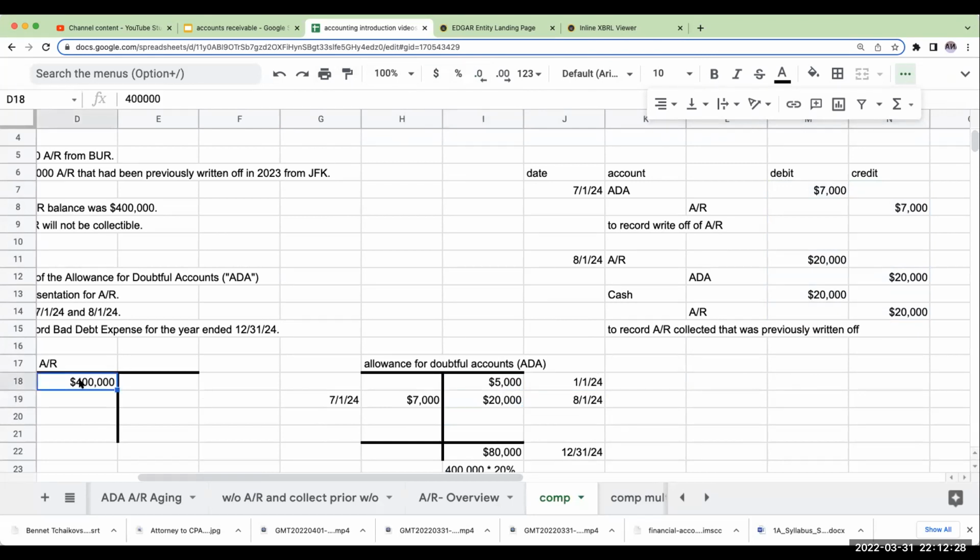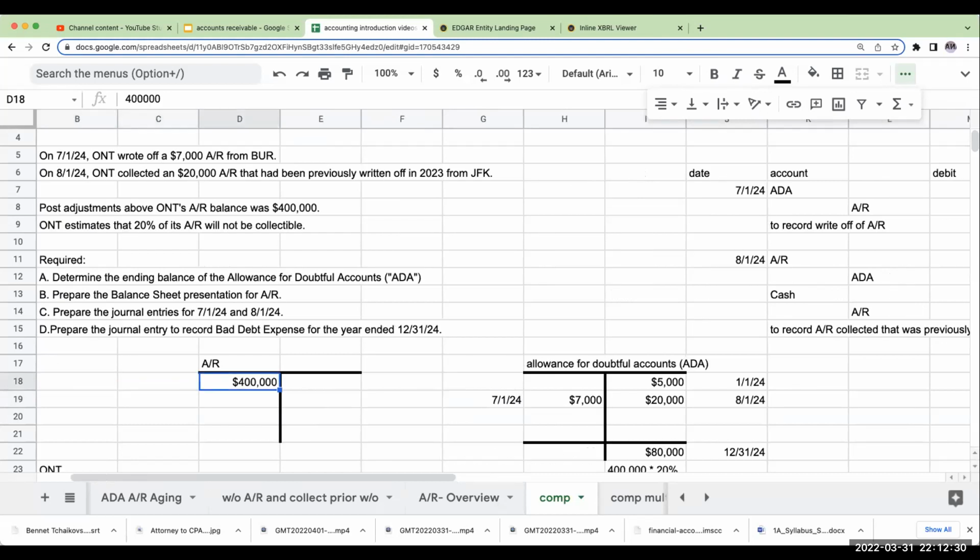Very important. This $400,000, the problem tells us that this is post adjustment. So this has already been affected by whatever this was over here. We're just doing this over here for our allowance.